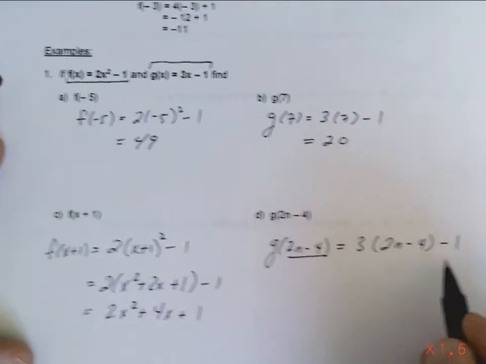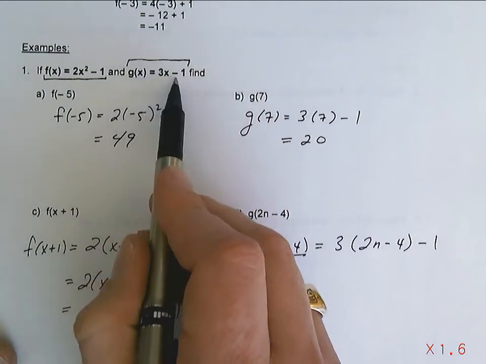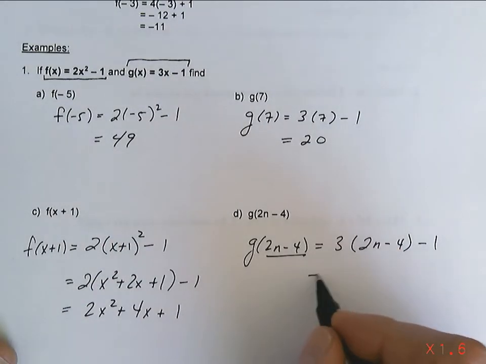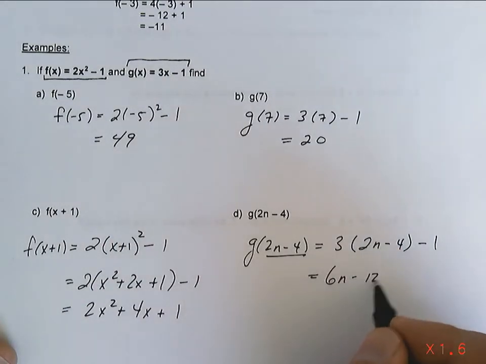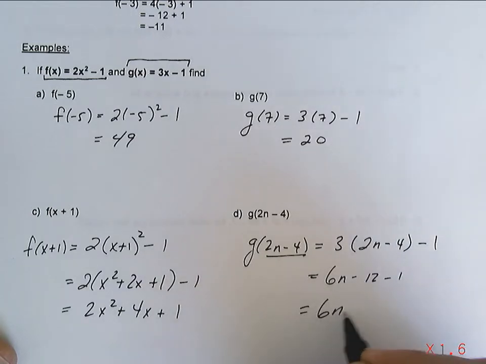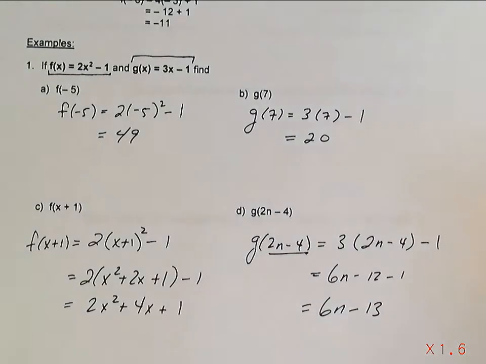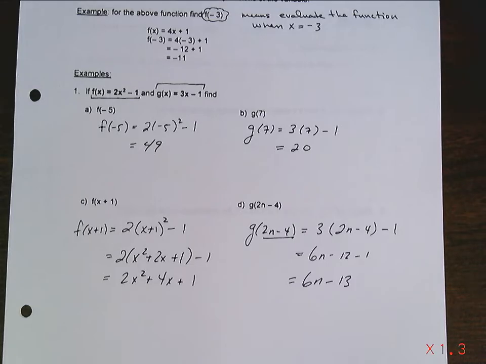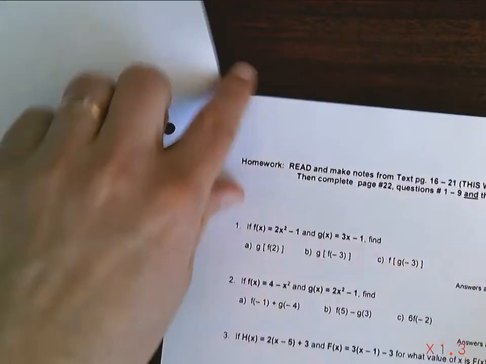Now we still need the negative 1 here because, look, there's still a negative 1 here. So this is going to be 6n minus 12 minus 1. So 6n minus 13. There you go. That's the first page. All done. Pretty simple. Let's take a look at the second page.